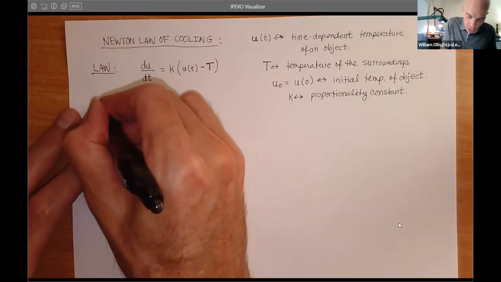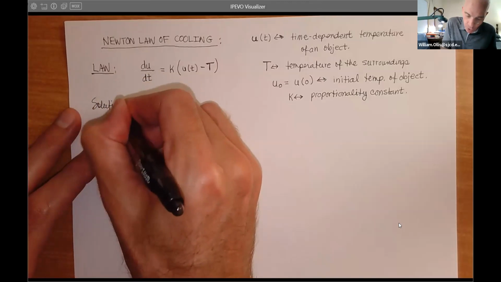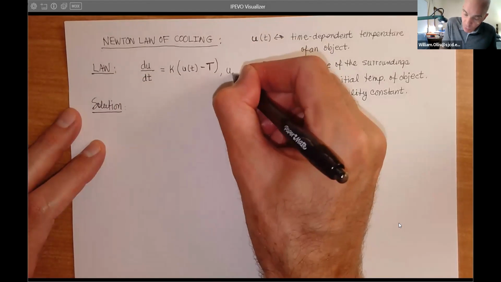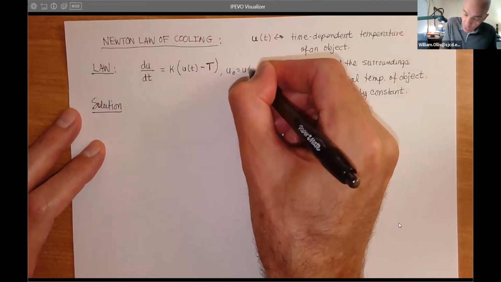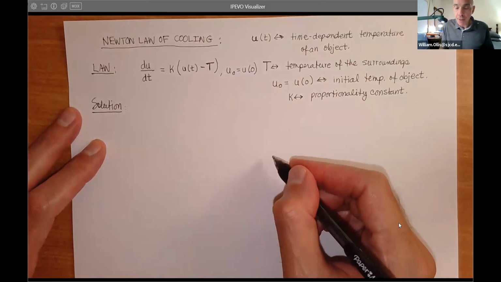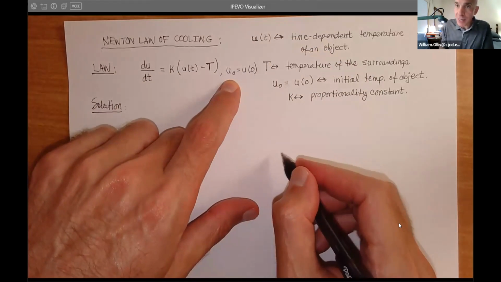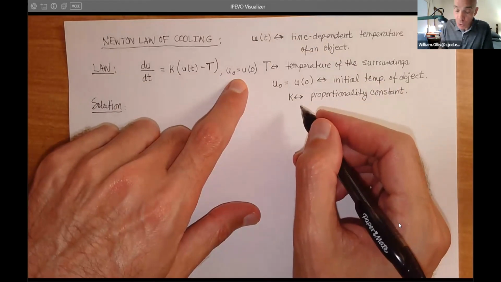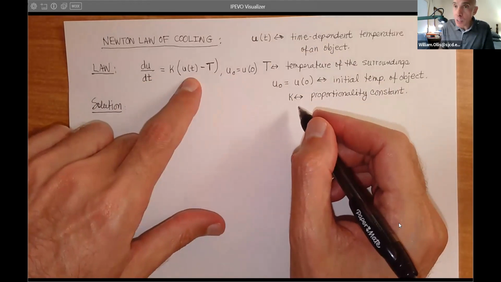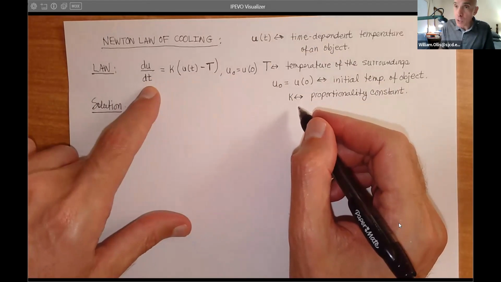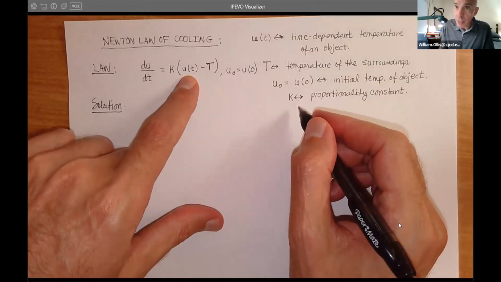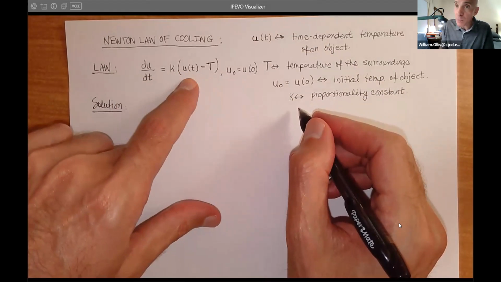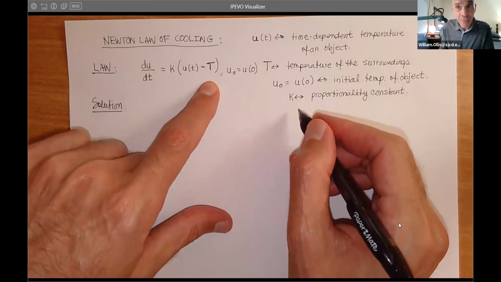And then, of course, the solution curve. We'll have an initial temperature of the object right here. Like before, we had y sub 0 equals y of 0, which was the initial quantity. This will be the initial temperature. And so we see that Newton devised this law, that as an object cools or heats, the cooling rate is proportional to the difference between the temperature of the object and that of the surroundings, which really makes a lot of sense.